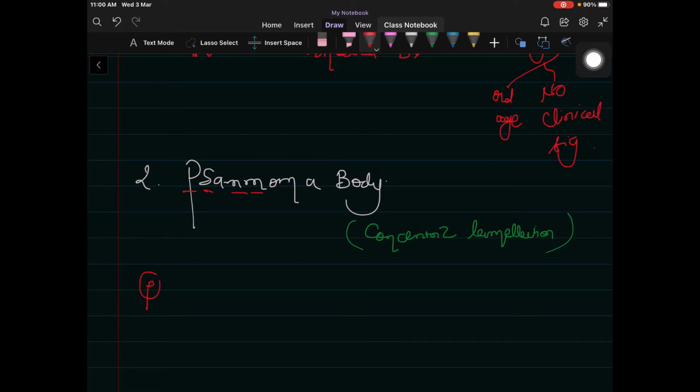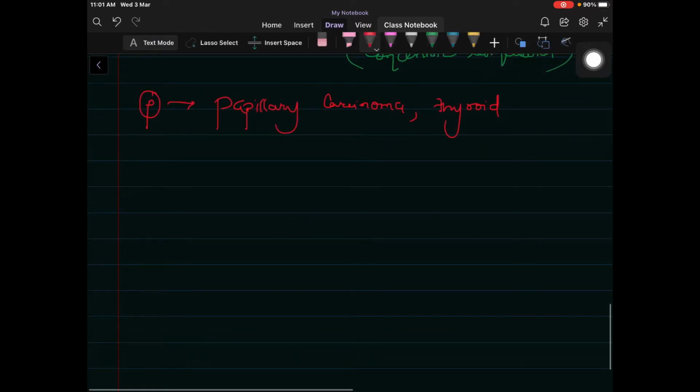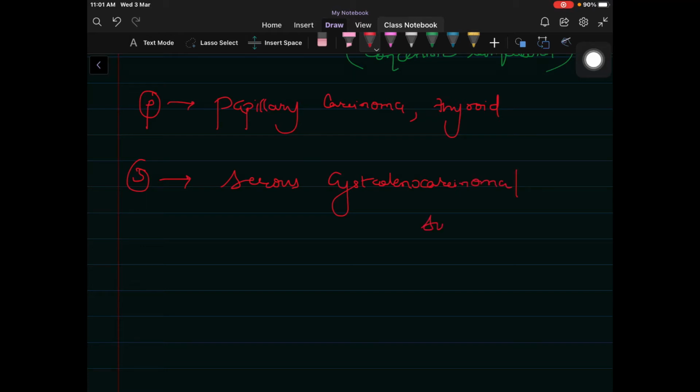From the mnemonic PSMM, from psammoma: for P, that is papillary carcinoma, most commonly the thyroid, or it can be any. Second, from S, that is serous cystadenocarcinoma or somatostatinoma. From M, it is meningioma.